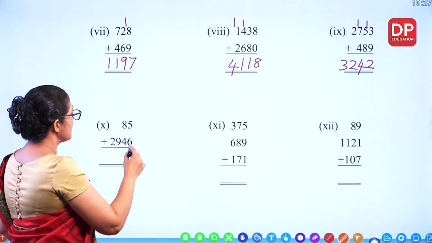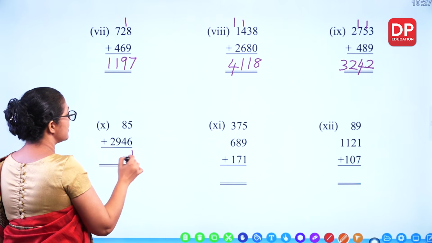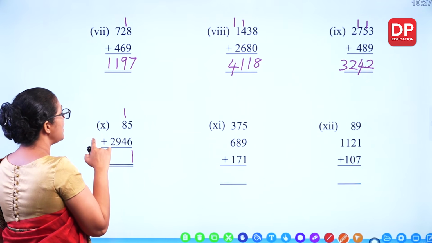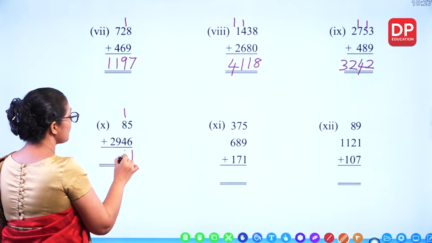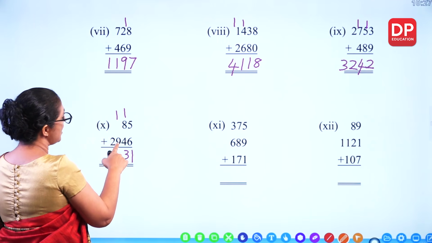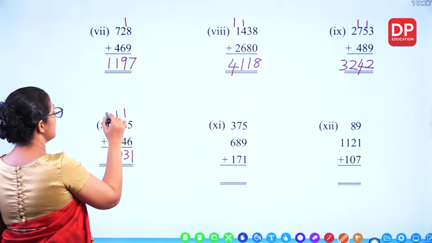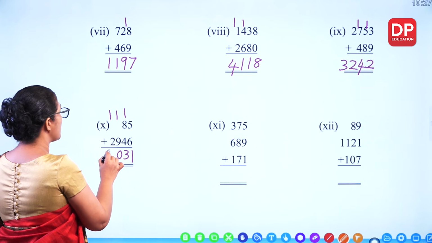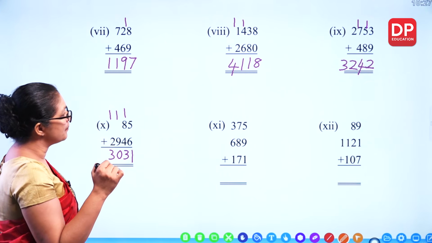This one, 6 plus 5, 11. Take 1. 9 plus 4, 13. 13, take 1 there. So 10 you get and take 1 there. So 2 plus 1, you get 3.